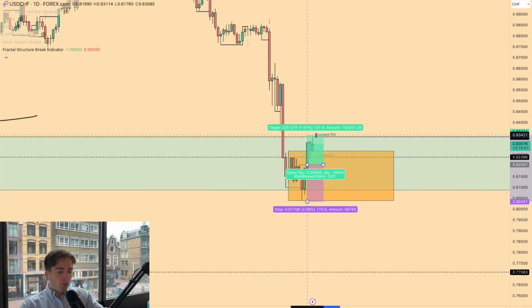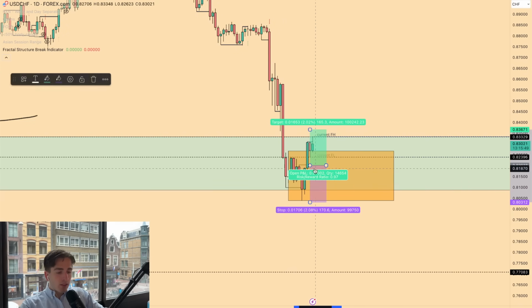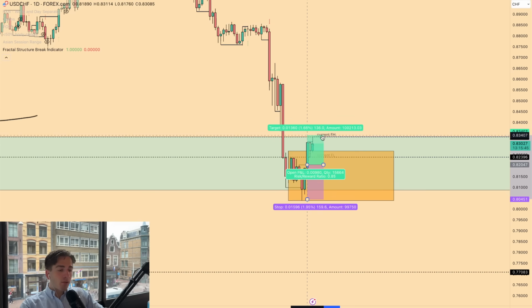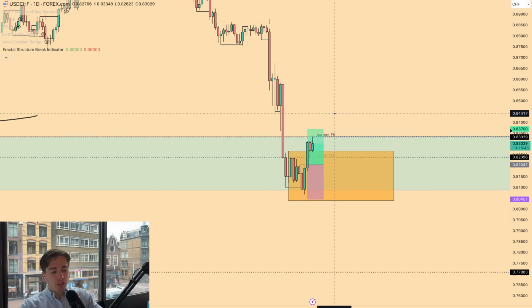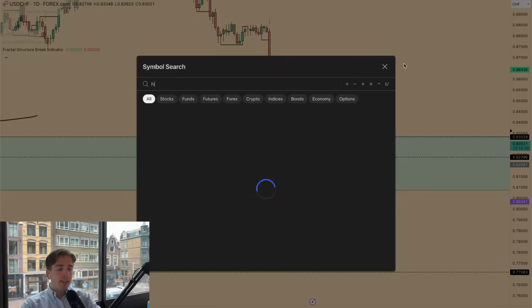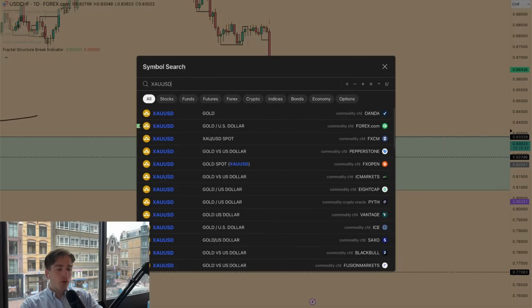We were up nearly 1%. I had a slightly tighter stop loss. Myself, I made around 1%, which caused me to pass the funded challenge. But yeah, still looking for further upside on USD Swiss. And then last of all, we also have, of course, gold.